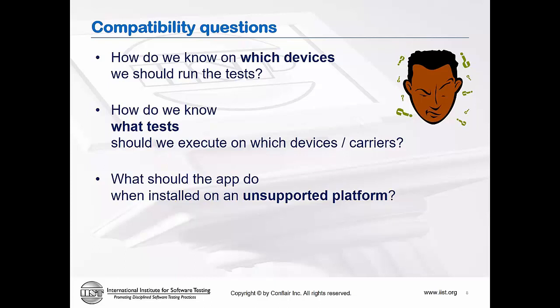And the third question is, of course, what should the app do when installed on an unsupported platform? Now this is the most frequently forgotten question of compatibility testing, and that's sad. And here is why. Let's say that you have a native app and it has a payment screen, right? And this payment screen renders very well on your supported platforms. It renders well on, let's say, Android Nougat, right? And it renders very well on iOS 7, 8, 9, and 10, right? Very good. You know that you do not want to support iOS 6 and you don't want to support, let's say, Android Marshmallow and down.